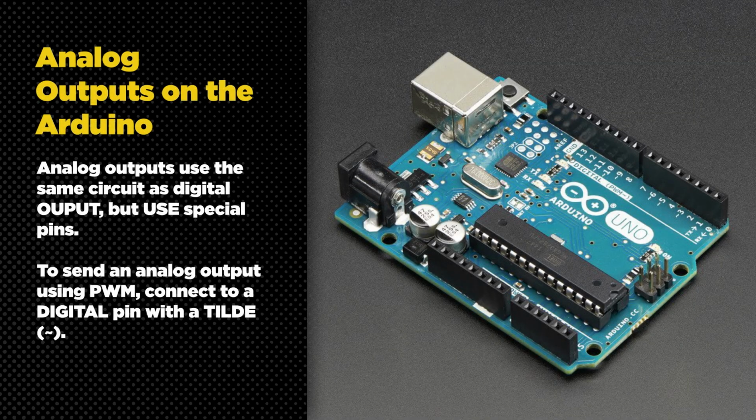When we build an analog output on the Arduino, our circuits can be the same as digital outputs. However, we need to connect the component to a special pin on the Arduino. You will notice that some pins have a tilde before the number. These pins can simulate an analog output using pulse width modulation.